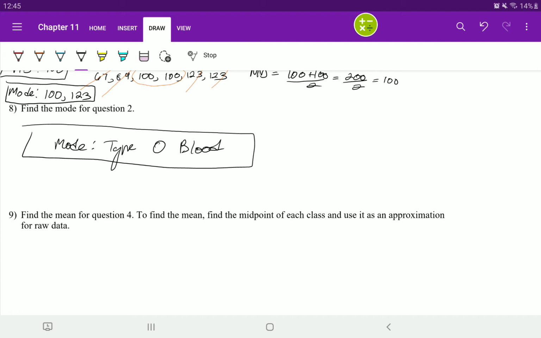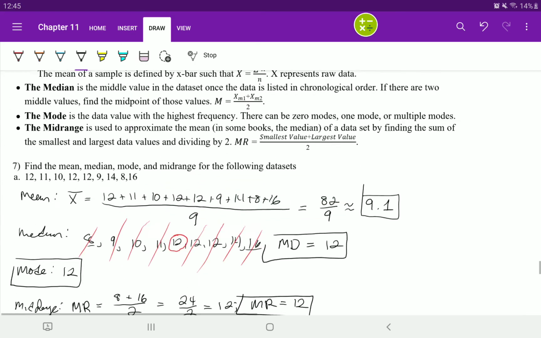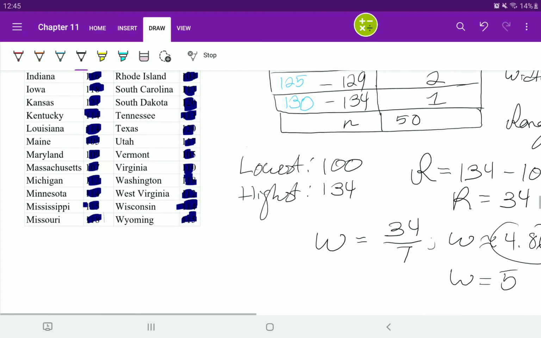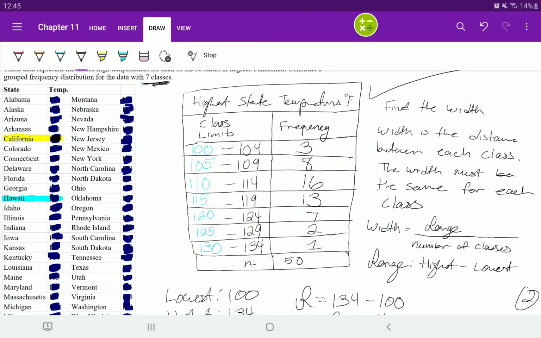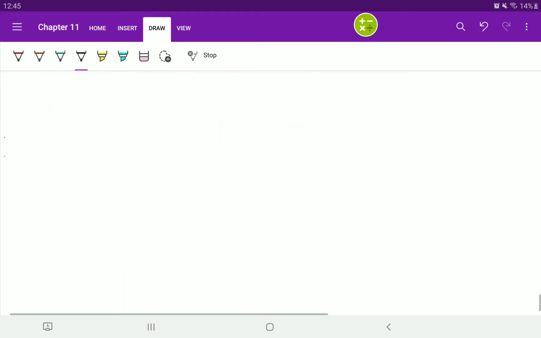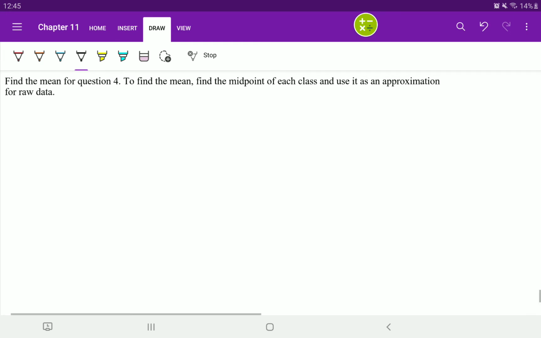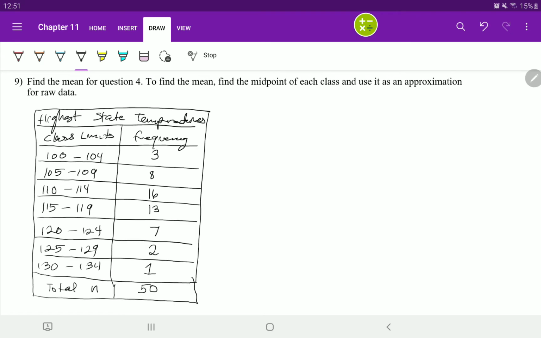Now, number 9 wants us to find the mean for question 4. To find the mean, find the midpoint, right? So if we go back to question number 4, we created a grouped frequency distribution. And I'm going to redraw that same grouped frequency distribution down below. Let's scroll down. Okay. Alright, so it looks way nicer here than it did back up in question number 4.